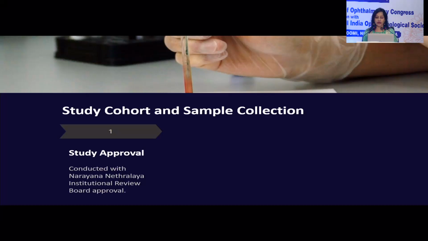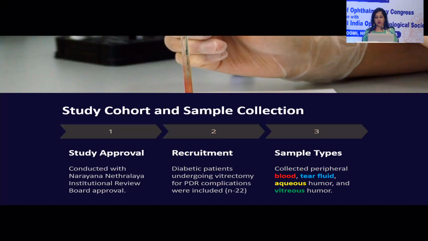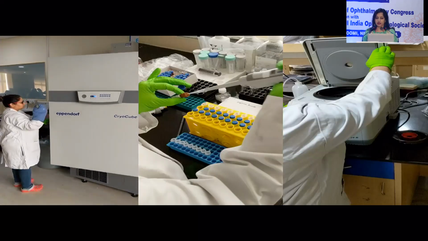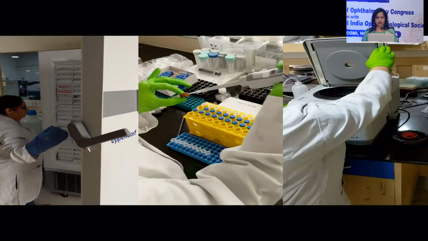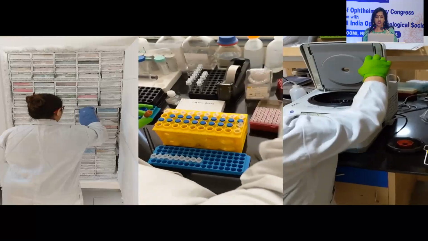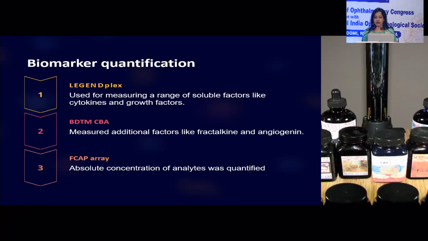We included 22 patients who were undergoing vitrectomy for complications of PDR. We collected all 4 fluids in these patients and we tested them for different processes. So this is in brief how the study was conducted and how we looked at the correlation of these soluble factors. At our in-house grow lab, these fluids were stored, they were segregated and then sampled for 53 soluble factors. We used different quantifiers because one single method was not suitable for all of these factors. Finally, the absolute concentration for each of these was then quantified.